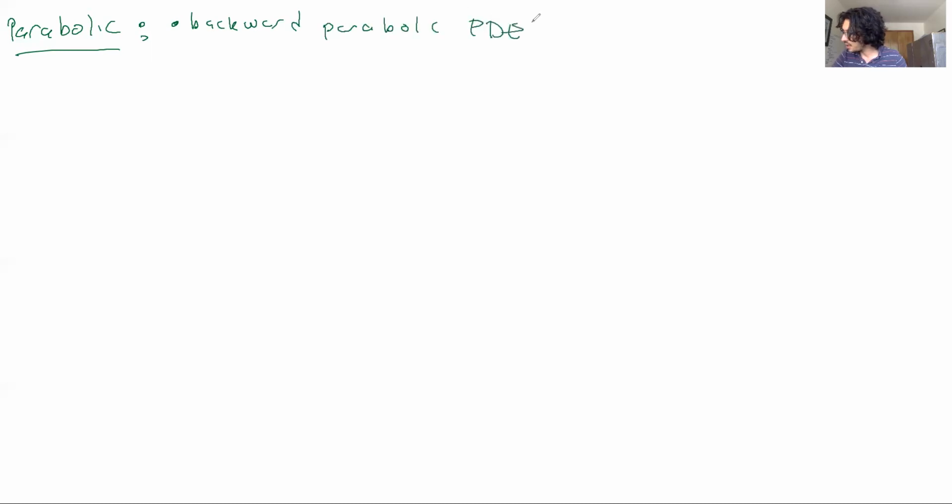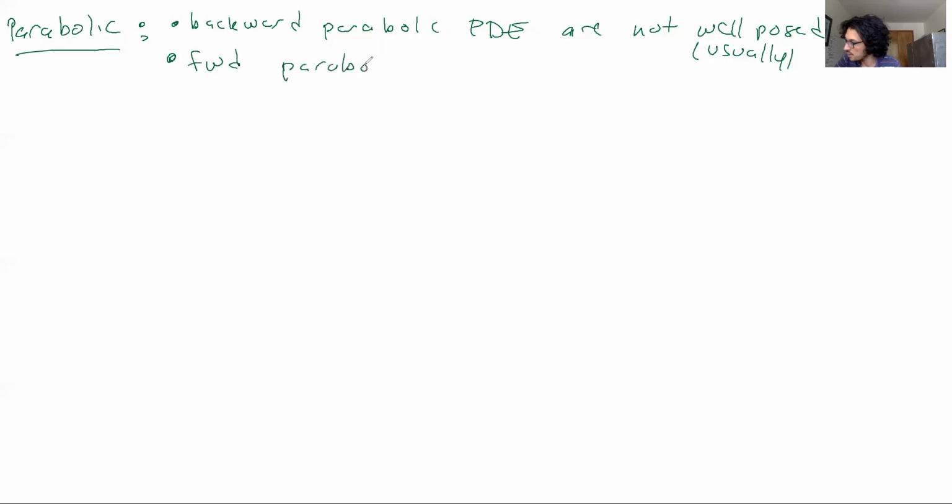So that's hyperbolic. What about parabolic type PDEs? Well, as we saw in the last lecture, backward parabolic PDE are usually not well posed. So the heat equation is the canonical parabolic PDE, and if you try to run them backwards, you'll get nonsense. So forward parabolic PDE, what do you know about them?